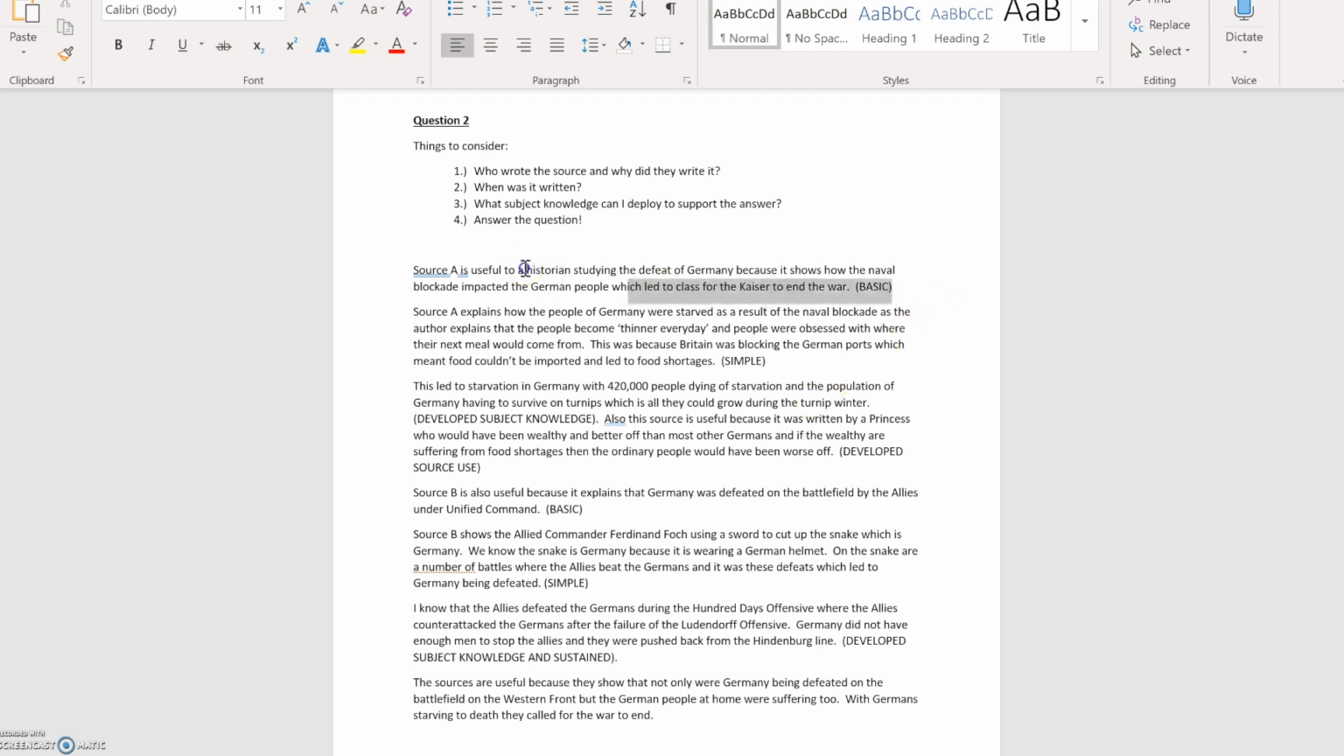We've got a nice basic point here to get us going. Source A is useful to a historian studying the defeat of Germany because it shows how the naval blockade impacted the German people, which led to calls for the Kaiser to end the war. Now, in the mark scheme, that will give you credit for making a basic point. You're going to pick up a mark or 2.